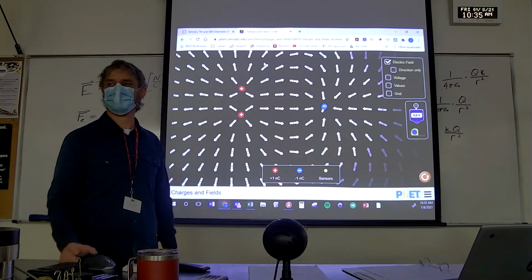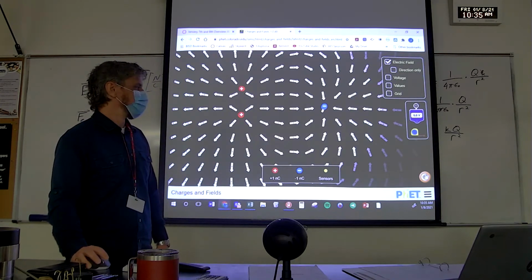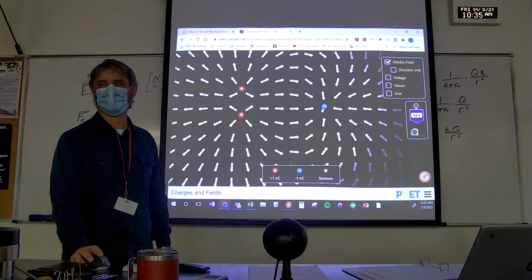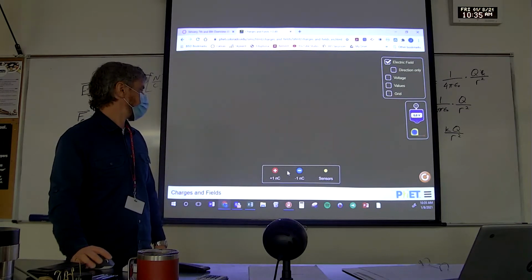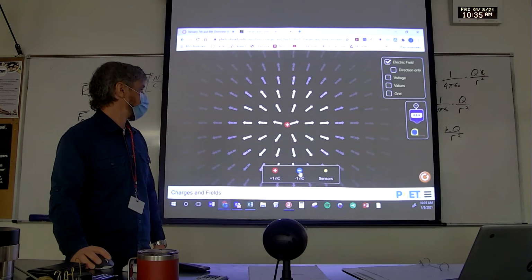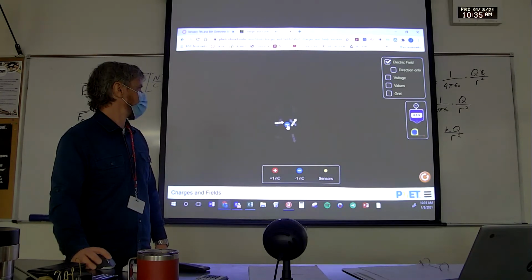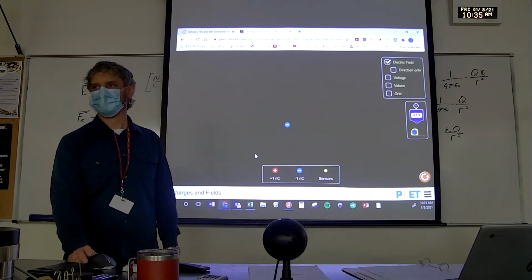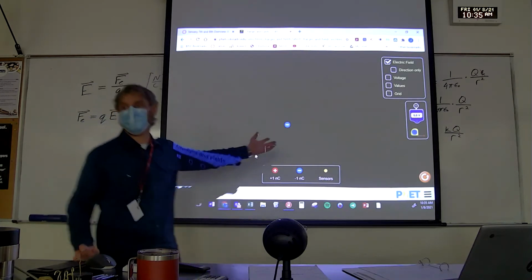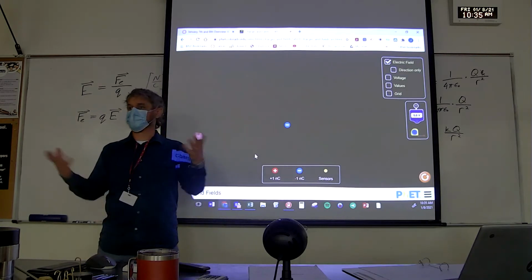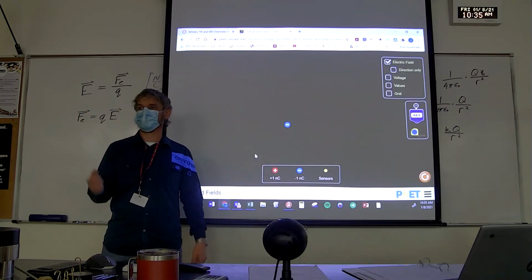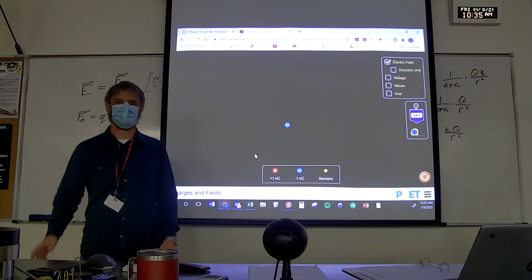Yep. If you put a negative charge on top of a positive charge, it would just cancel it out. So you'd have to get it like, there you go. Yep. Very good. That's why atoms with the same number of protons and electrons are neutral, right? Yep. Very good.